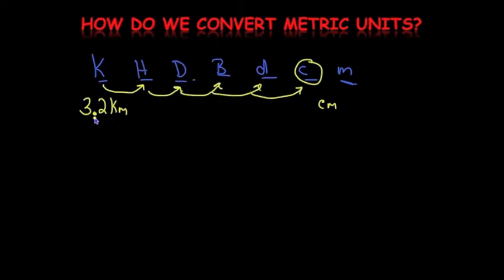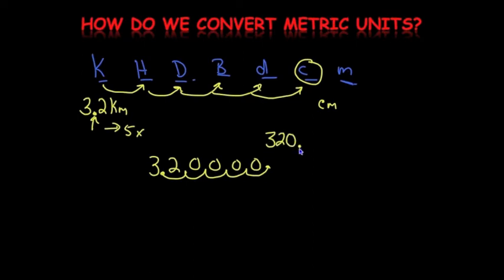That tells us that this decimal point right here has to move to the right 5 times. So 3.2 becomes 1, 2, 3, 4, 5. So we add in the zeros where we need to. So 3.2 kilometers becomes 320,000 centimeters. Okay?